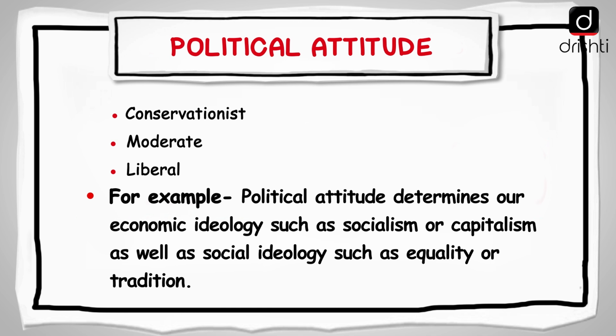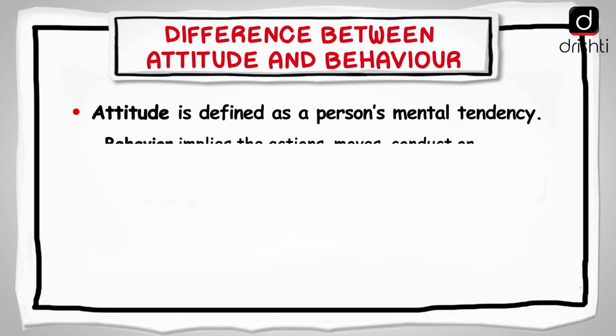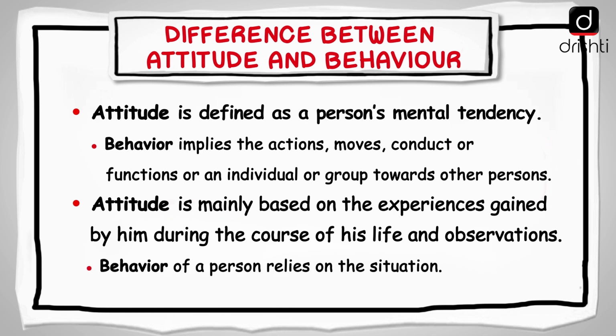behavior and values. Though attitude and behavior appear similar to each other, there are a few subtle differences between these two concepts. Now let us look at the difference between attitude and behavior. Attitude is defined as a person's mental tendency, which is responsible for the way he thinks or feels for someone or something, while behavior implies the actions, moves, conduct, or functions of an individual or group towards other persons. A person's attitude is mainly based on the experiences gained by him during the course of his life and observations. On the other hand, the behavior of a person relies on the situation.